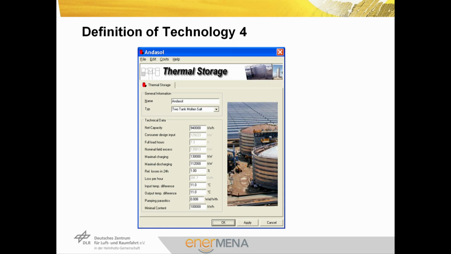Here the most important inputs are net capacity of the storage in kilowatt hours, the maximum charging rate and maximum discharging rate, as well as relative losses in 24 hours. Also important in this window are the pumping parasitics, which are needed to operate the storage.